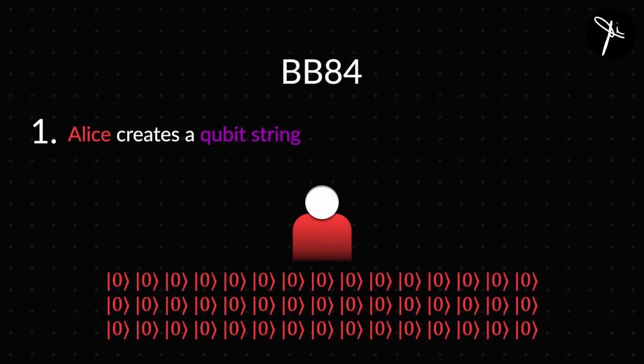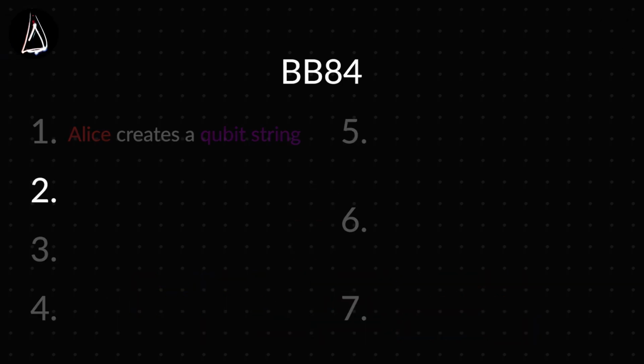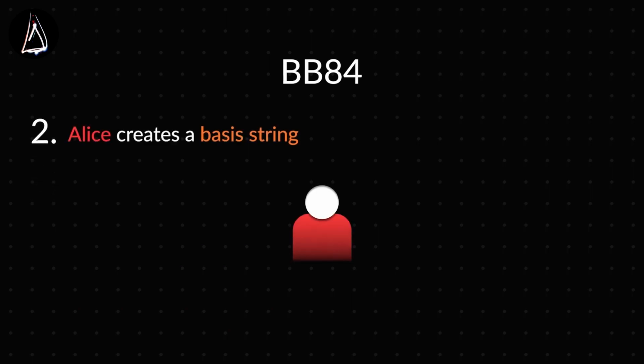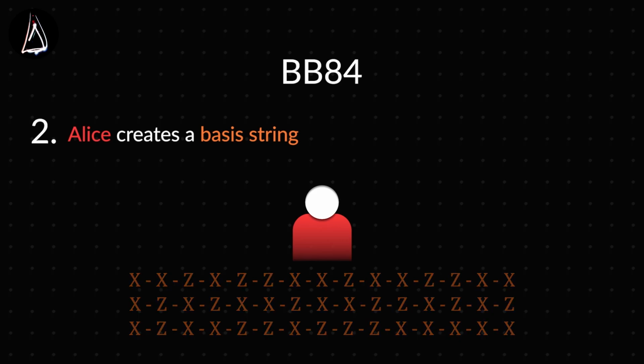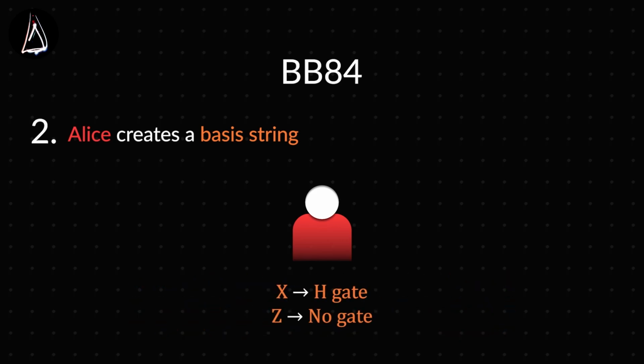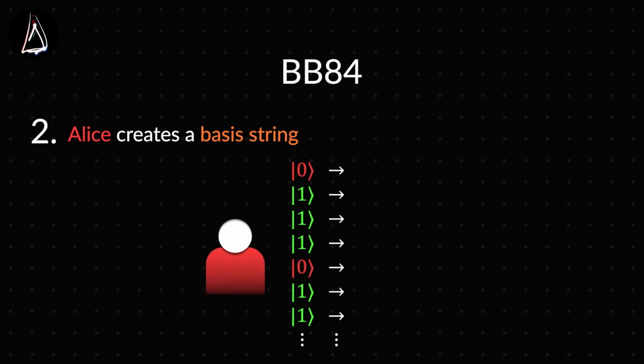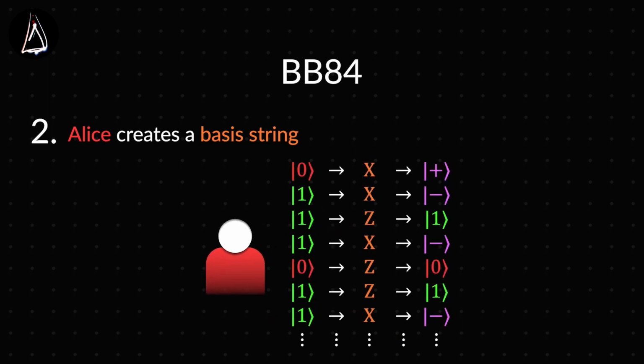Step 1. Alice creates a string of qubits, and for each qubit randomly picks whether or not to apply an X gate to put it into the 1 state. Step 2. Alice generates a basis string with 1 basis per qubit. The X basis applies an H gate, and the Z basis applies no gate. Then, Alice applies each basis to its respective qubit.